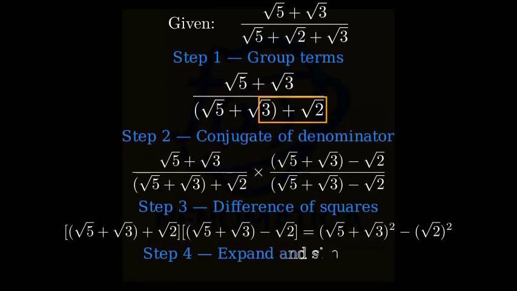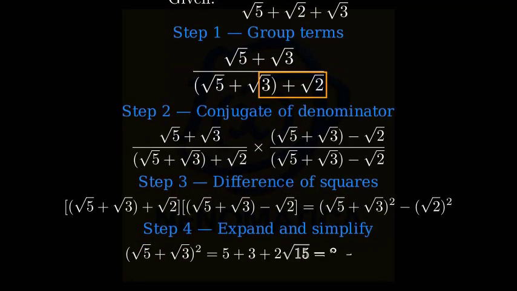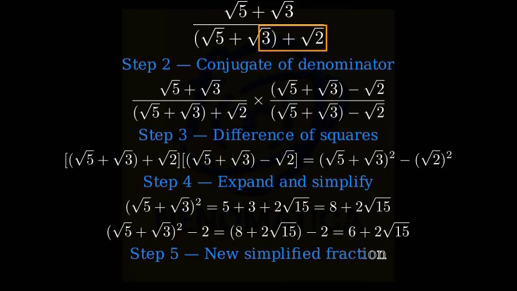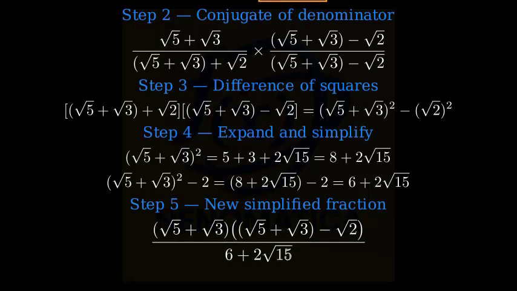Step 4. Expand the square. Square root 5 plus square root 3, all squared equals 5 plus 2 times square root 15 plus 3. That is 8 plus 2 times square root 15. Then subtract 2, giving 6 plus 2 times square root 15. Step 5. Substitute this denominator to get a new fraction. The numerator is the original numerator times the conjugate factor, all over 6 plus 2 times square root 15.